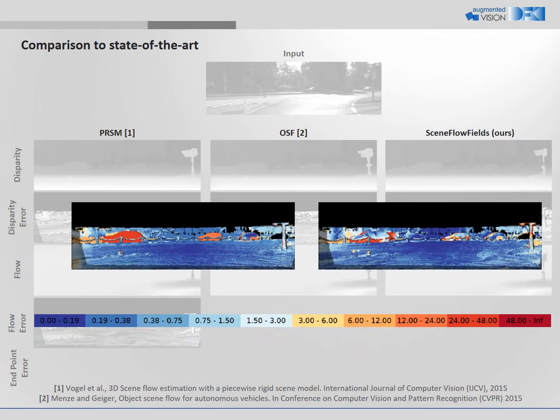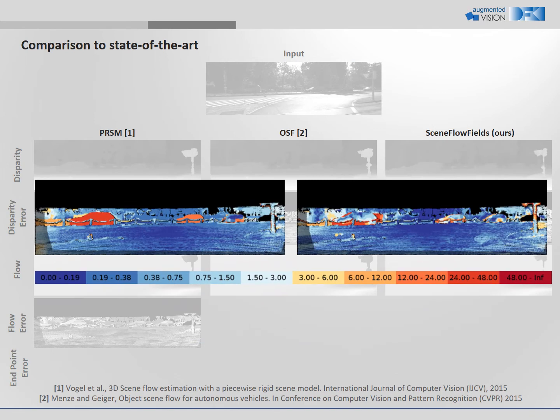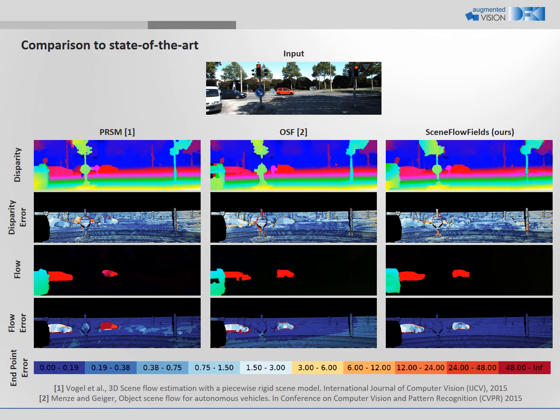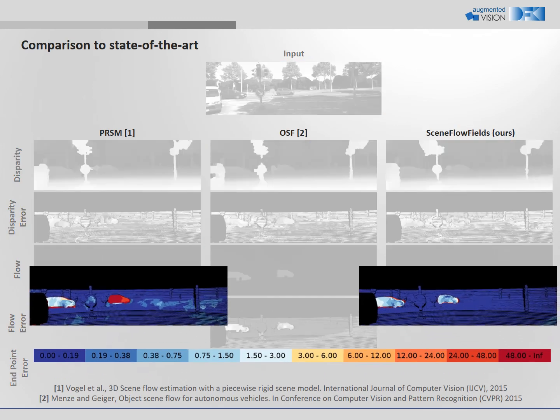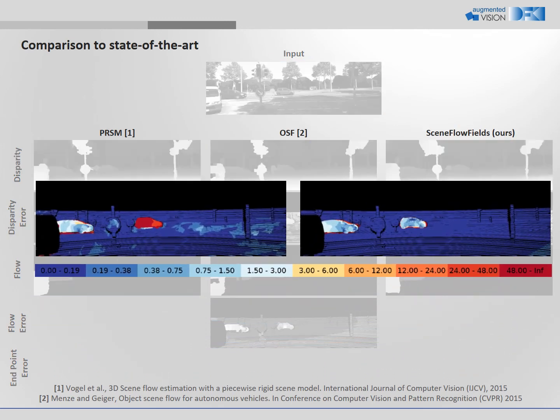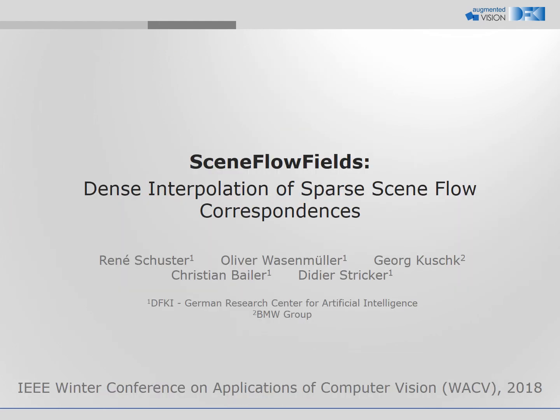As you can see in these images, the estimated optical flow of object scene flow is missing the two vehicles that our algorithm detects reliably. In this case, our method detects all the objects, even those that are falsely detected by the top performing method of KITTI. Thank you for watching our video.